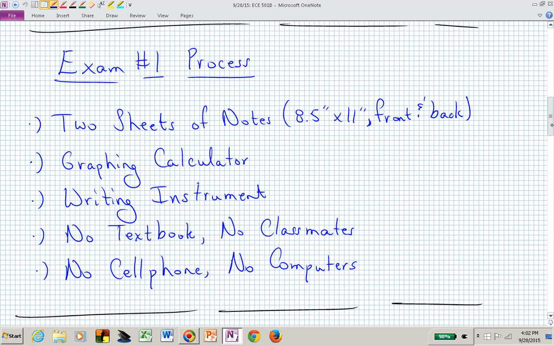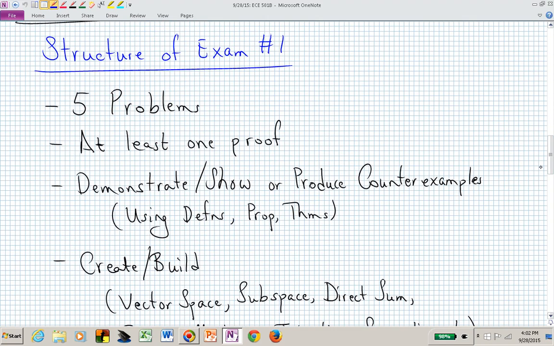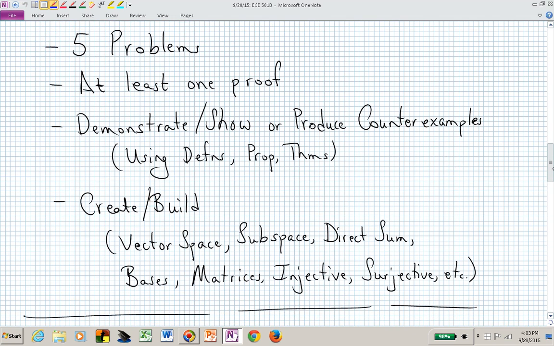Before we do any of that, let's remind ourselves of the exam logistics, and I'll just let you read this. I'm hoping you already know. You'll have 2 sheets of notes, front and back. You can bring a calculator and something to write with, but that's it. The exam will be consistent with the review or practice exams on D2L. There are 5 problems, and one of those is probably going to be a proof. You may have to produce a counterexample. You might need to create or build a vector space, matrices, or a basis, something to that effect.